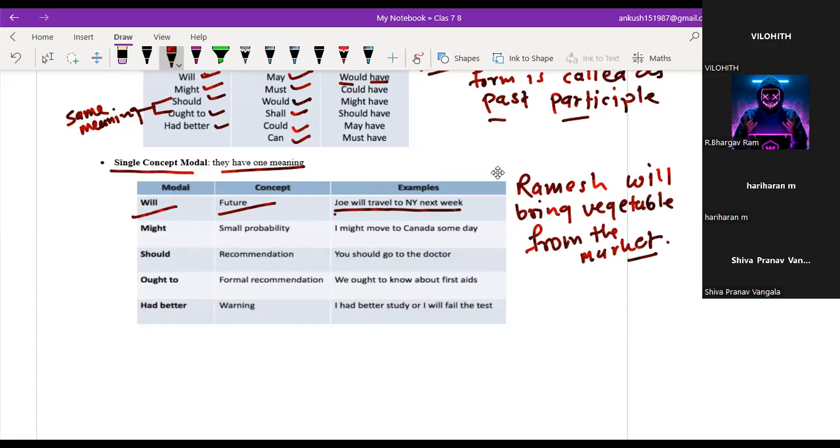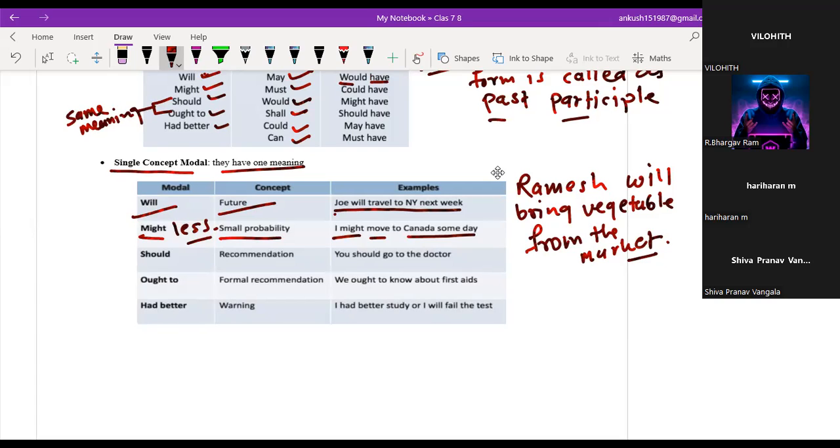Ramesh will travel to America. Might means small probability, or it may be said as less probability. I might move to Canada someday. It can happen or it cannot happen. So less possibility, less probability is there, and that is why the modal might is used for this.